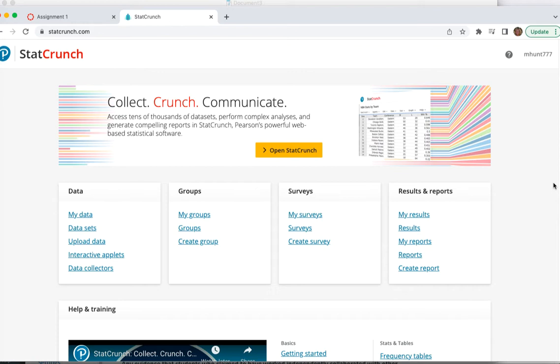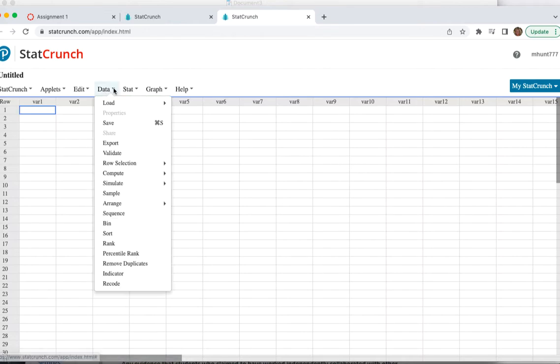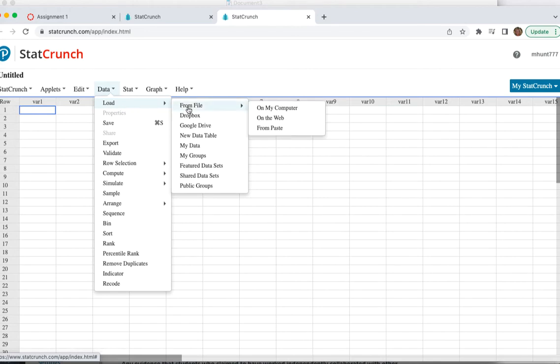So you're going to click on the icon to get you into StatCrunch. You are going to open StatCrunch and then you are going to load data from a file, and it's on my computer because I have saved it.